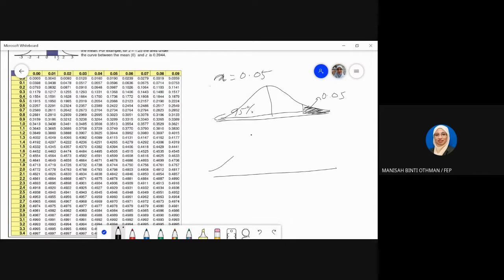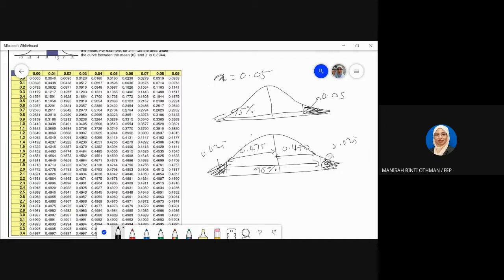Let me show. This is a two tail, 0.05. So this is 0.025 and this is 0.025, so in the middle is 95%. Each half of the middle area is 0.475, and this area also 0.475.